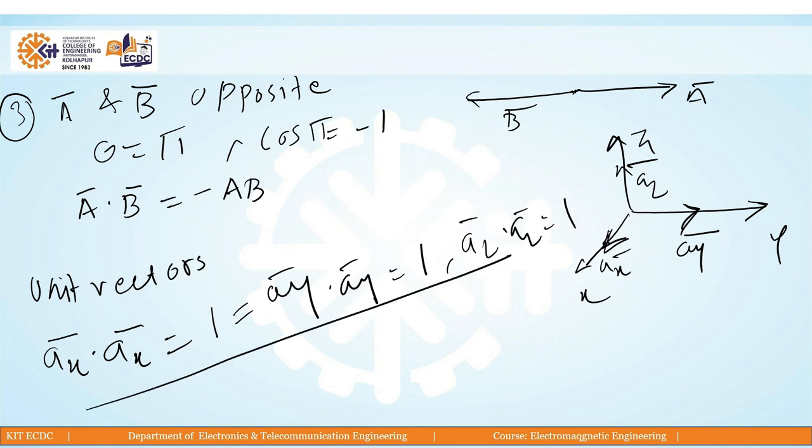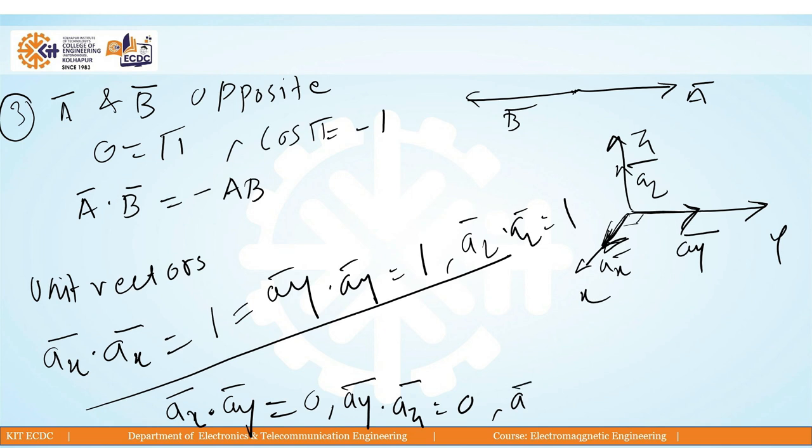Next we want to find the dot product of ax with ay. You can see the angle between these two vectors: this is my ax bar, this is my ay bar. The angle between them is 90 degrees. When two vectors are perpendicular to each other, the dot product is 0. Therefore, ax bar dot ay bar is equal to 0. Ay bar dot az bar is also 0, and ax bar dot az bar is also equal to 0.